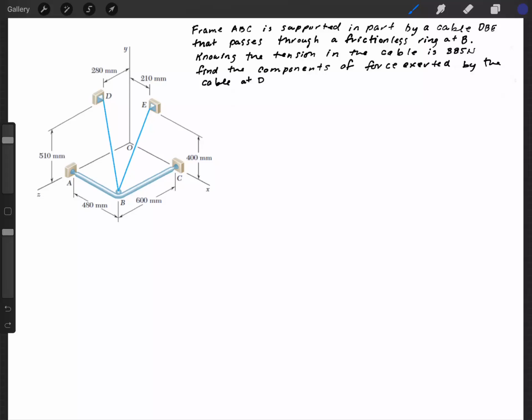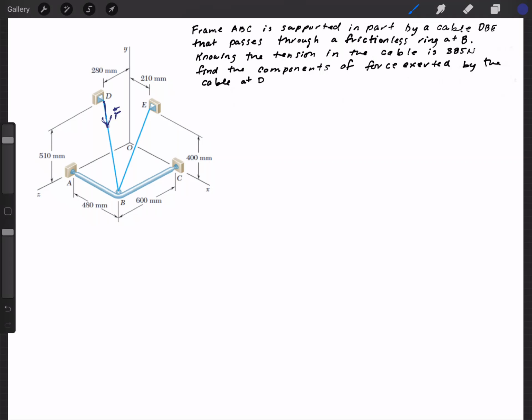Frame ABC is supported in part by a cable DBE that passes through a frictionless ring at B. Knowing that the tension in the cable is 385 newtons, find the components of the force exerted by the cable at D. So we want to know the force here at D.